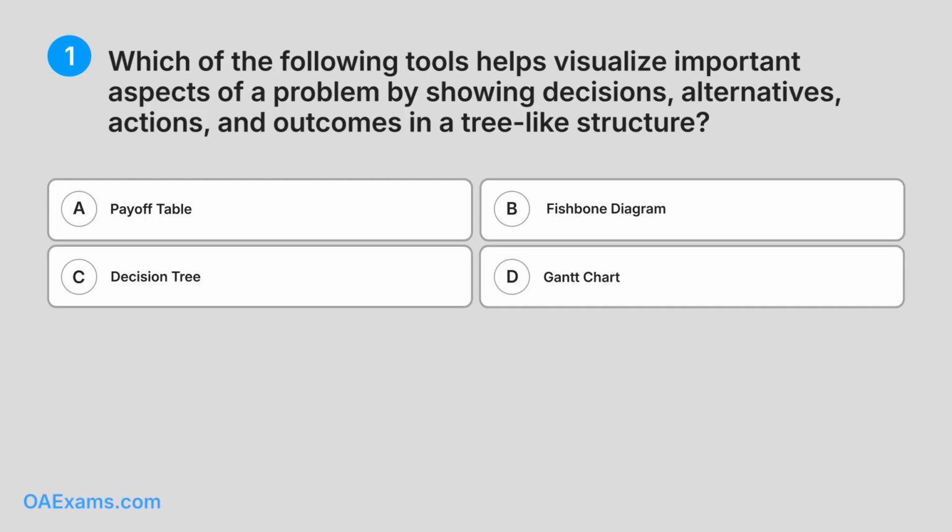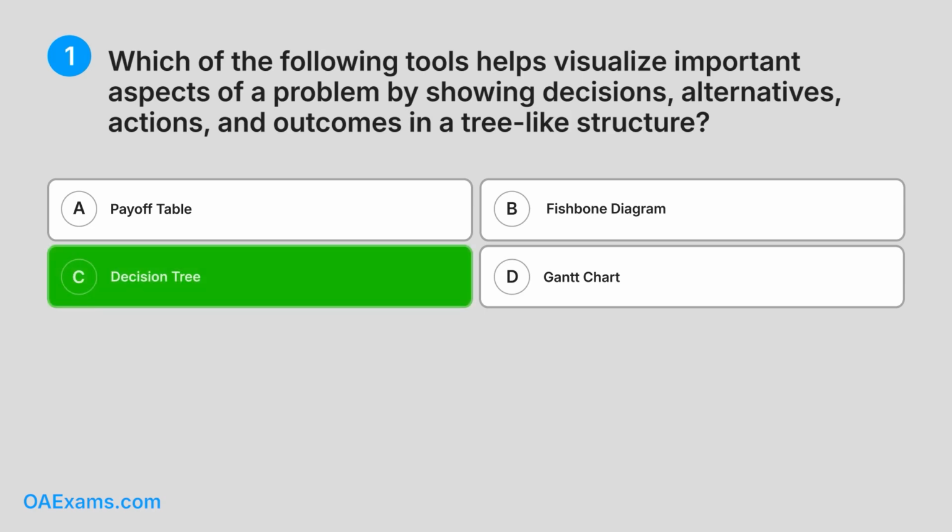1. Which of the following tools helps visualize important aspects of a problem by showing decisions, alternatives, actions, and outcomes in a tree-like structure? A. Payoff table. B. Fishbone diagram. C. Decision tree. D. Gantt chart. Do you know the answer? Correct answer: C. Decision tree.